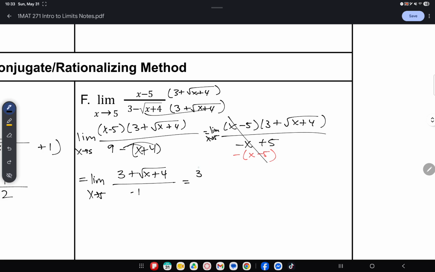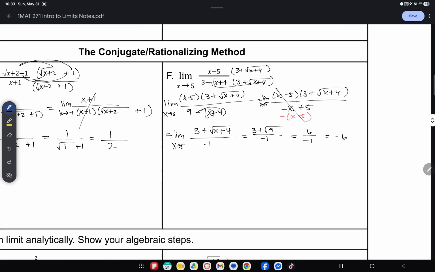And I've got 3 plus the square root of 5 plus 4, which is 9. And then -1. 3 plus 3 is 6 over -1 is -6. I guess I could have taken the negative out of the numerator, so I wasn't left with a negative in the denominator, but it's okay.